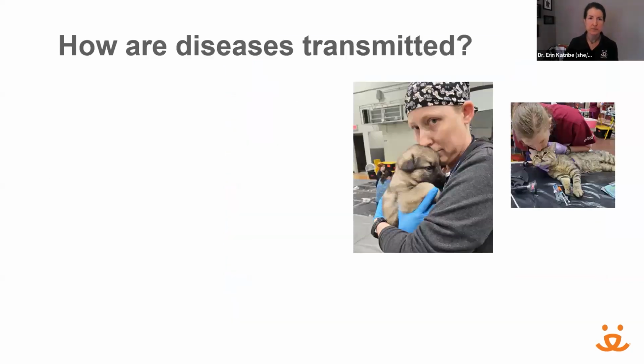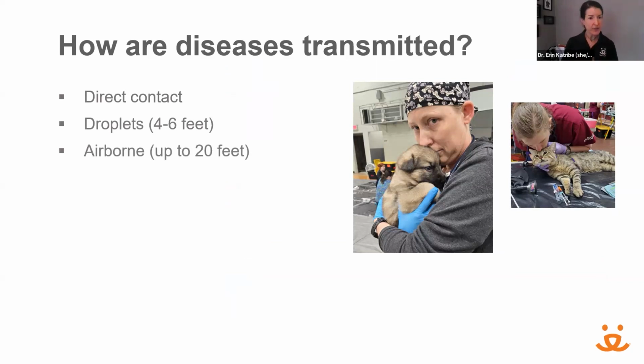All right, let's talk about how diseases are transmitted. First is going to be direct contact. And so this one is one that folks are pretty familiar with, right? This is when we put a sick animal with a healthy animal, and so that disease transmission can happen through direct contact, through those animals interacting.